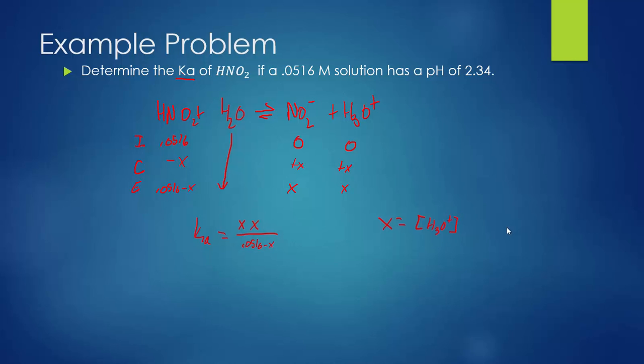And since we know the pH value, all we have to do is take 10 to the negative pH, and we have that number. So x is equal to 10 to the negative 2.34, which is simply 0.0046. And if we plug that number in for x, so we square that, and then we divide it by 0.0516 minus 0.0046, we get 4.4 times 10 to the negative fourth.